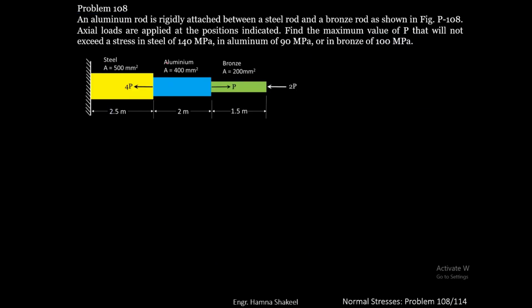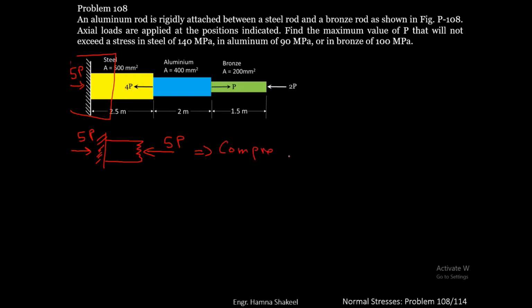Now let's analyze each of the sections individually. So you have a reaction of 5P at the rigid support. If you draw a free body diagram of steel, you will have a 5P acting here on steel, so you will have a reaction of 5P here. So you can say that steel is under compression and the compressive force is 5P.